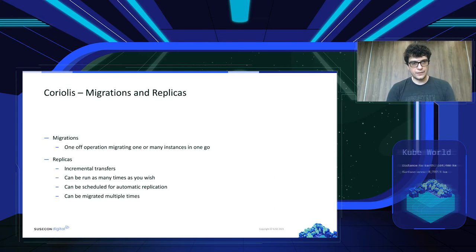There are two modes of operation for Coriolis, and we're going to go into all of this as we show you the demo. There are migrations. This is a one-off operation where you just point Coriolis to an instance or many instances and say, migrate them now. Coriolis just goes out, copies over the disk data from source to destination. It creates the resources on the destination. And at the end of the operation, you have a fully working virtual machine instance or a cluster of machines, depending on how many you selected when you created the migration, on your destination.